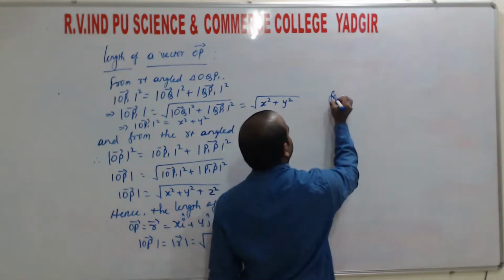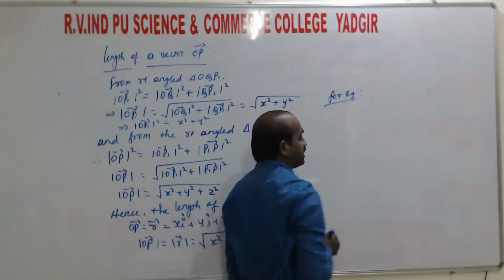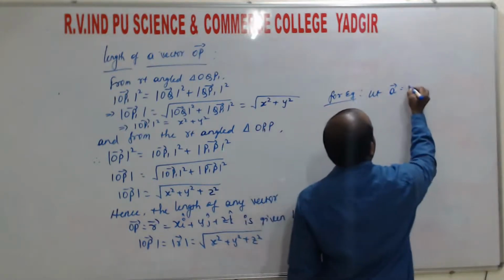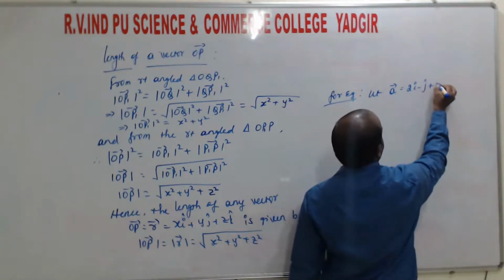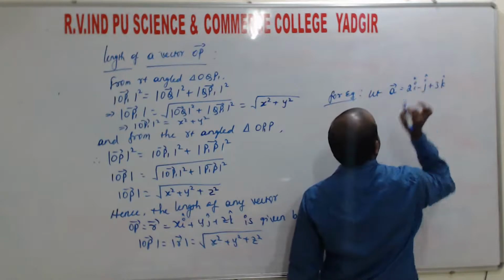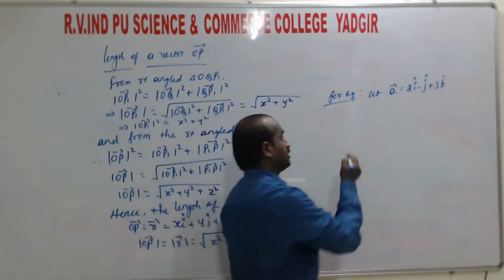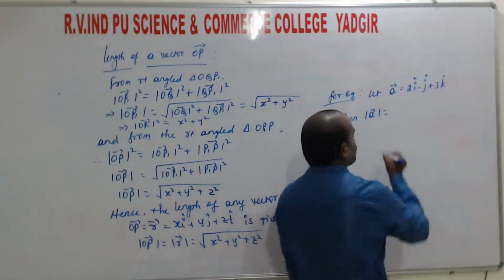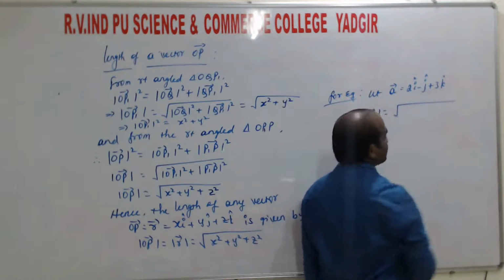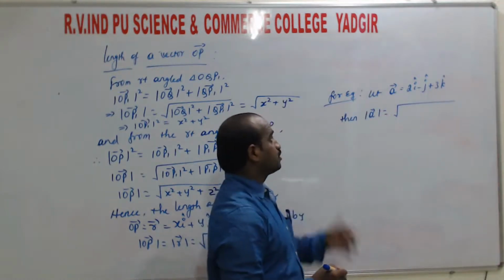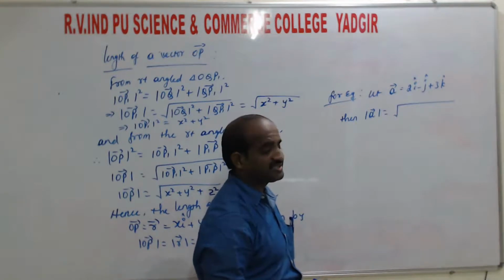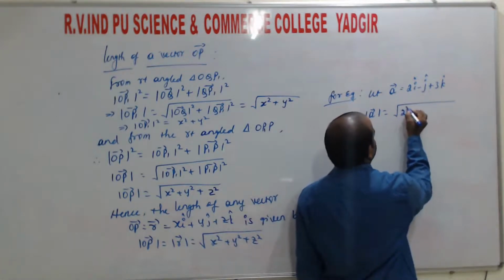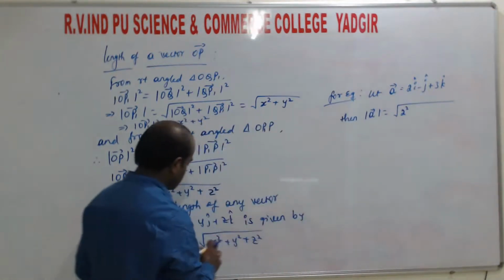For example, for any vector A, let A vector be equal to 2i minus j plus 3k. Then find out the length of A vector. Then magnitude of A vector is equal to, now 2, minus 1, 3 are the scalar components, 2i and minus j and 3k are the vector components.